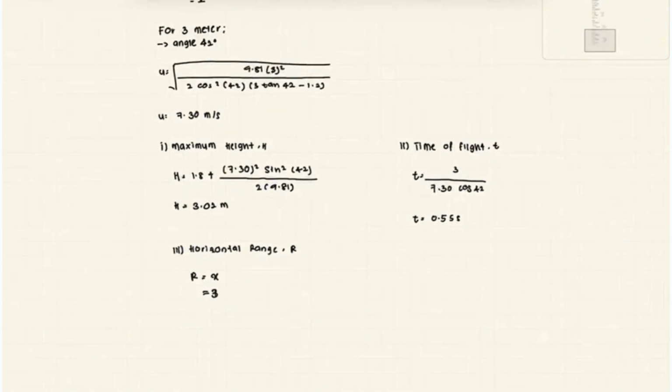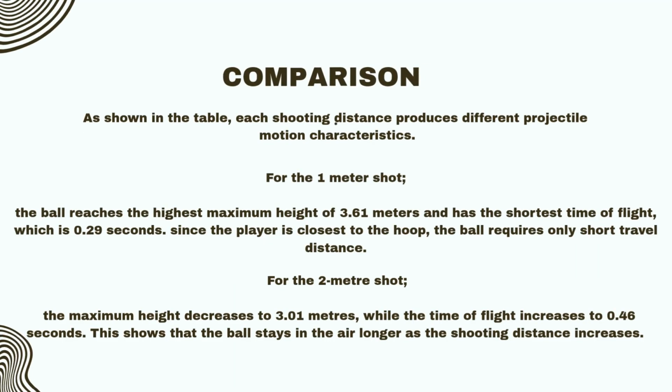By comparing the results, we can see that as the shooting distance increases, the player needs to adjust the launch angle and the initial velocity to ensure the ball follows the correct projectile path and enters the hoop successfully. As shown in the table, each shooting distance produces different projectile motion characteristics. For the 1 meter shot, the ball reached the highest maximum height of 3.61 meters and has the shortest time of flight, which is 0.29 seconds. Since the player is closest to the hoop, the ball requires only a short travel distance.